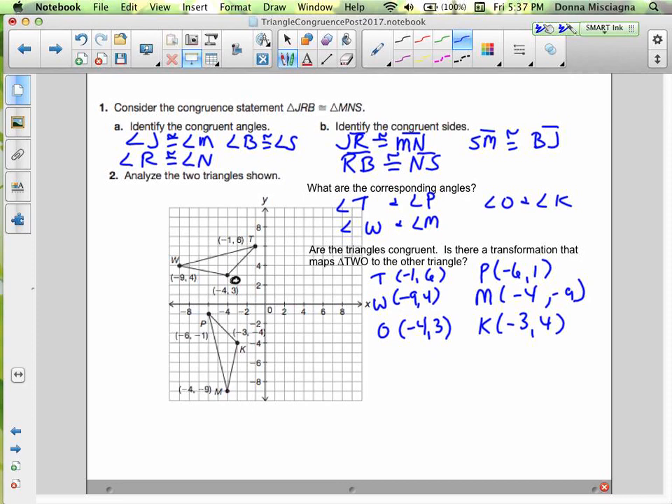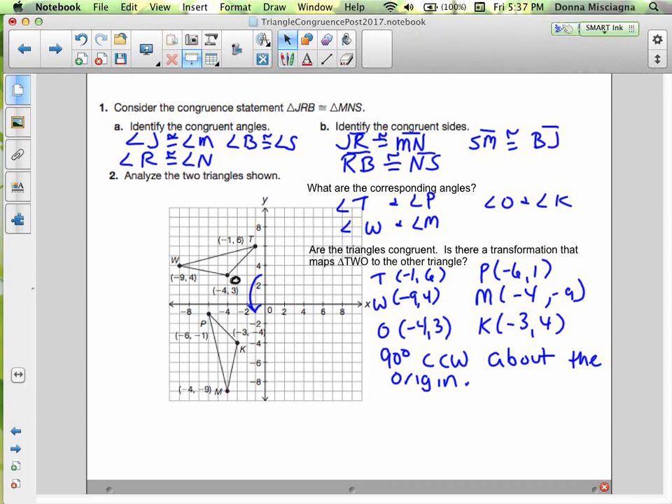So we have a 90-degree, and if we're mapping TWO to the other triangle, that means we're going this direction. We're going clockwise. So 90 degrees clockwise about the coordinates that are just switching places. That's about the origin. We wouldn't get that if we were rotating around some other point, because our coordinates are only distances from the origin. Oops, and I forgot to write the word clockwise. We have a 90 degrees clockwise rotation about the origin. So add this to your notes.